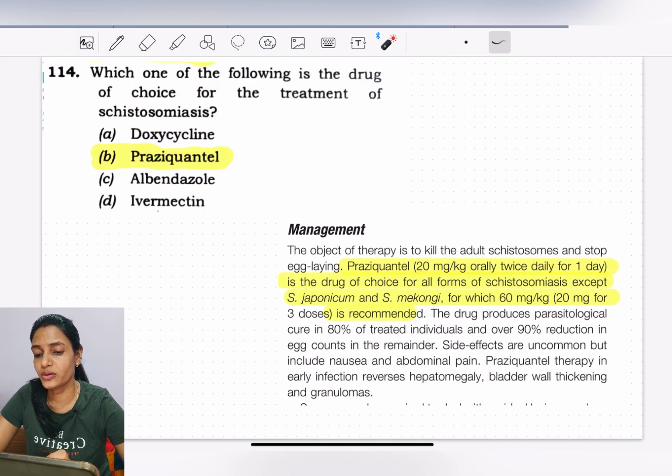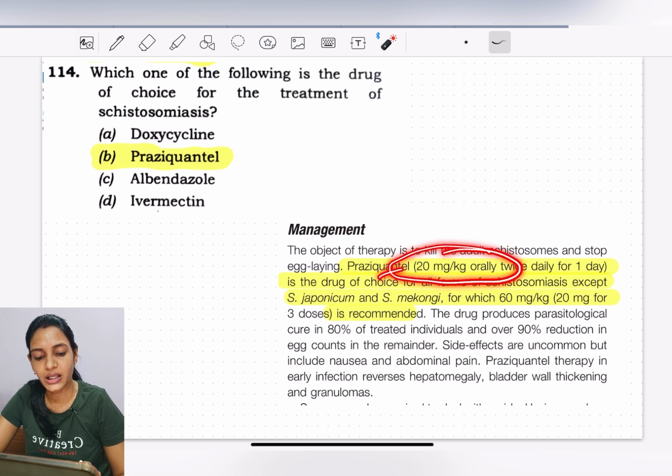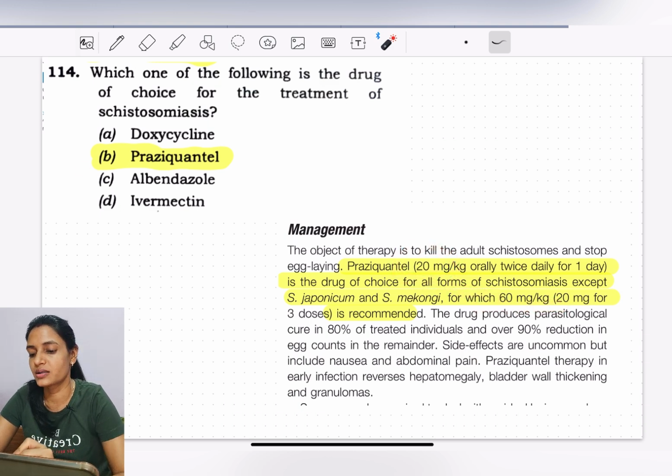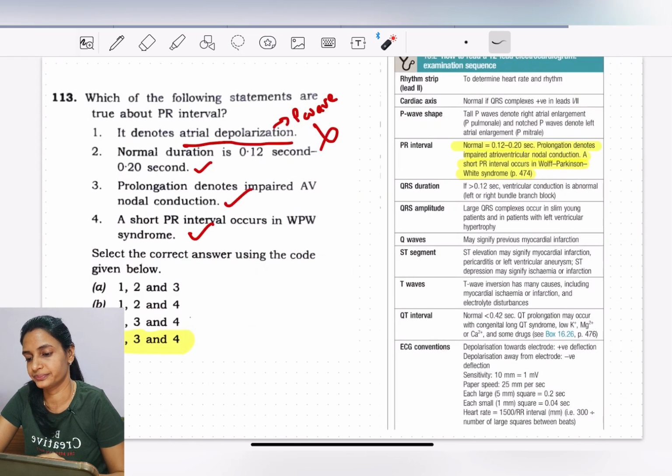Next they are talking about the drug of choice for schistosomiasis. So praziquantel is the drug of choice for all forms of schistosomiasis, including Japonicum and Mekongi. Praziquantel is the drug of choice in this case; only the dose varies. Normally 20 mg per kg is given, but in case of Japonicum and Mekongi the dose is shifted from 20 to 60 mg per kg. So the answer for this is praziquantel.